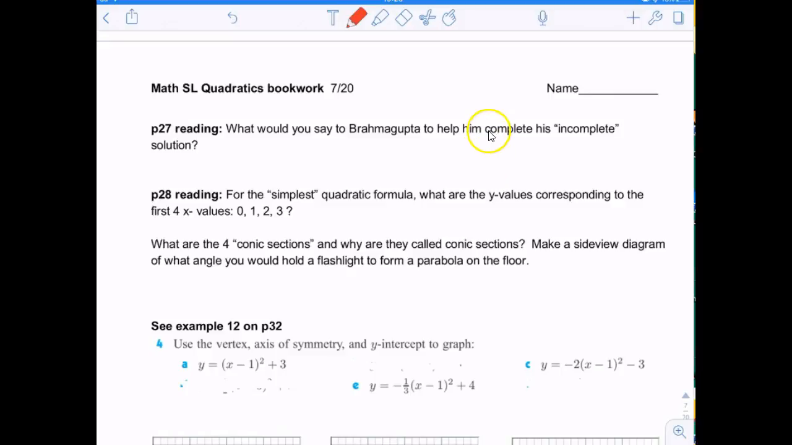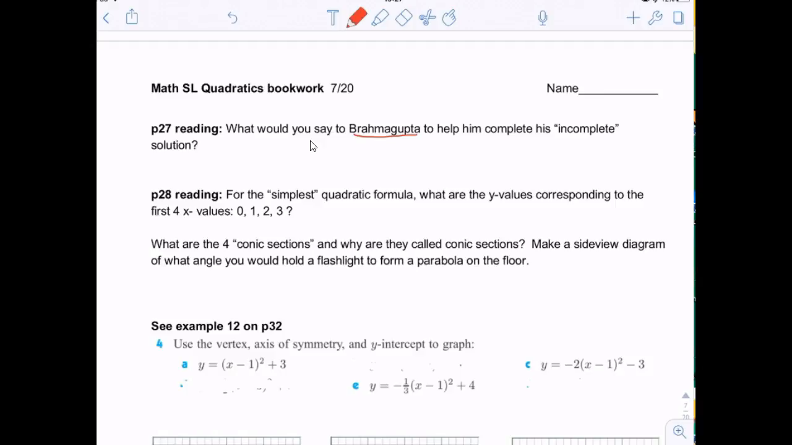Here we are on page 27. I think it's pretty cool if you read this page of the book. Basically, the summary of it is how the quadratic formula came about, and it came about 700 years after Christ, and it was an Indian mathematician named Brahmagupta who made the almost complete version of it.